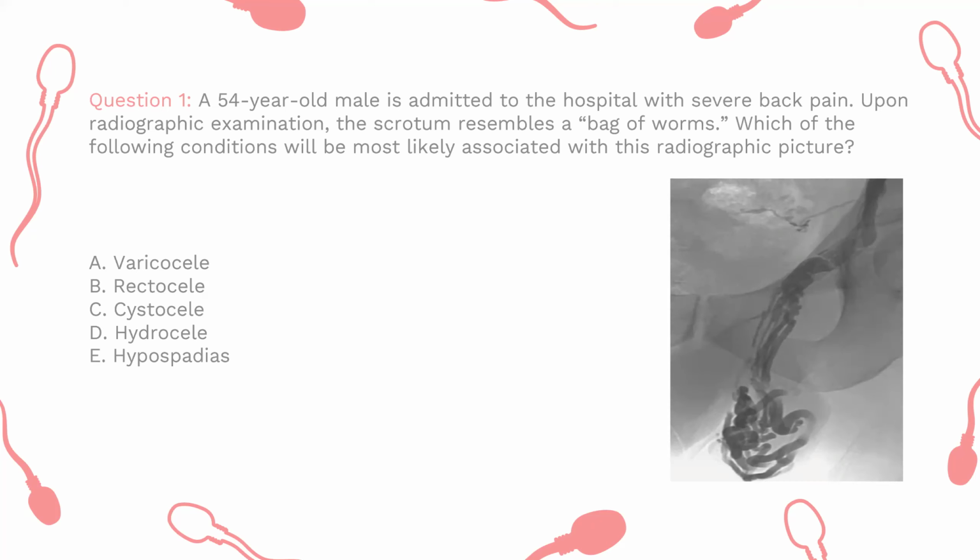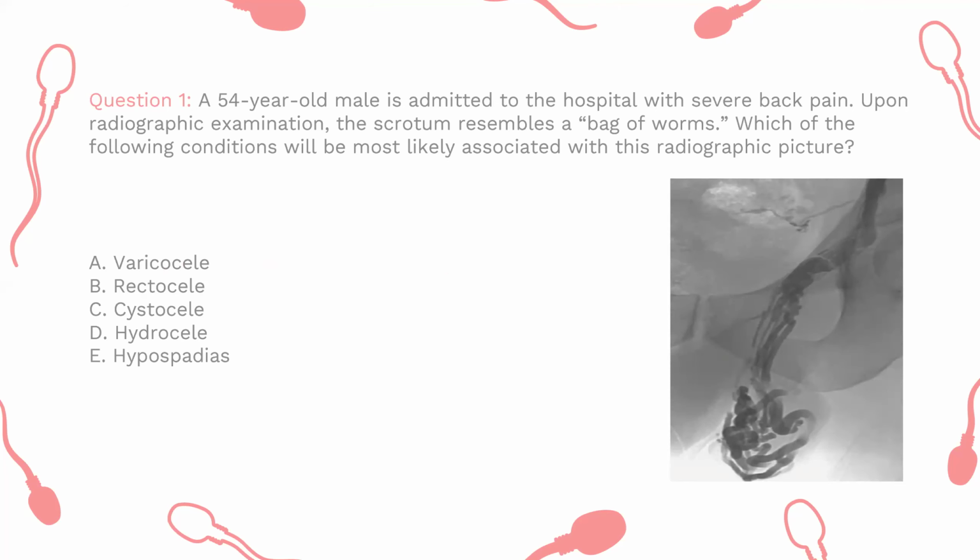So a bag of worms is a very good clue that you might see in questions that basically tells you this is going to be varicocele. As we can see here, these veins are very tortuous, very engorged, not normal whatsoever, and they are surrounding the testes. So this is going to be varicocele. Rectocele is for the rectum, cystocele is for the bladder, and you don't need to worry about those, but just in case you get the names mixed up a bit. So varicocele is the one that we're talking about.